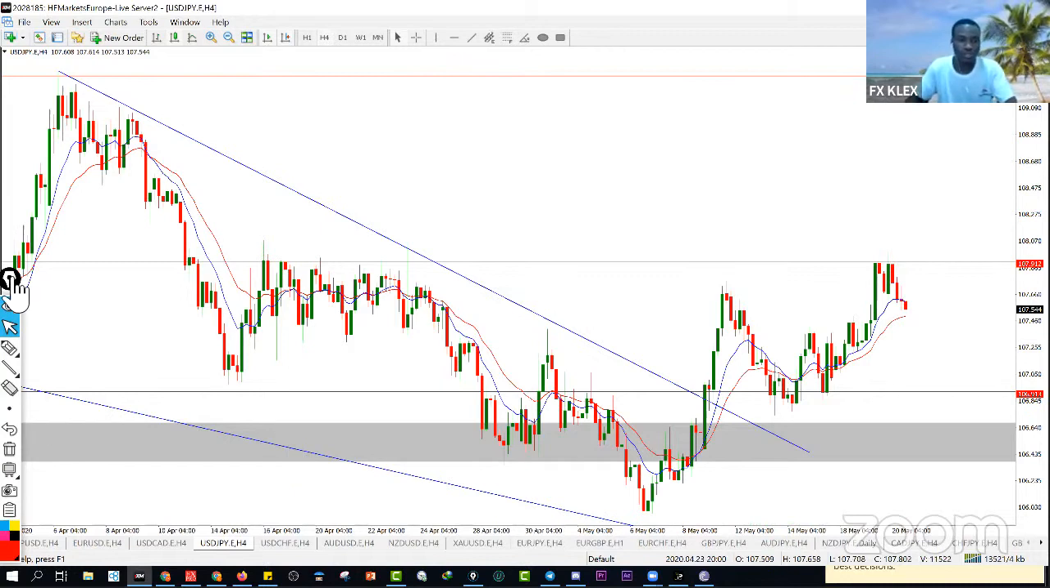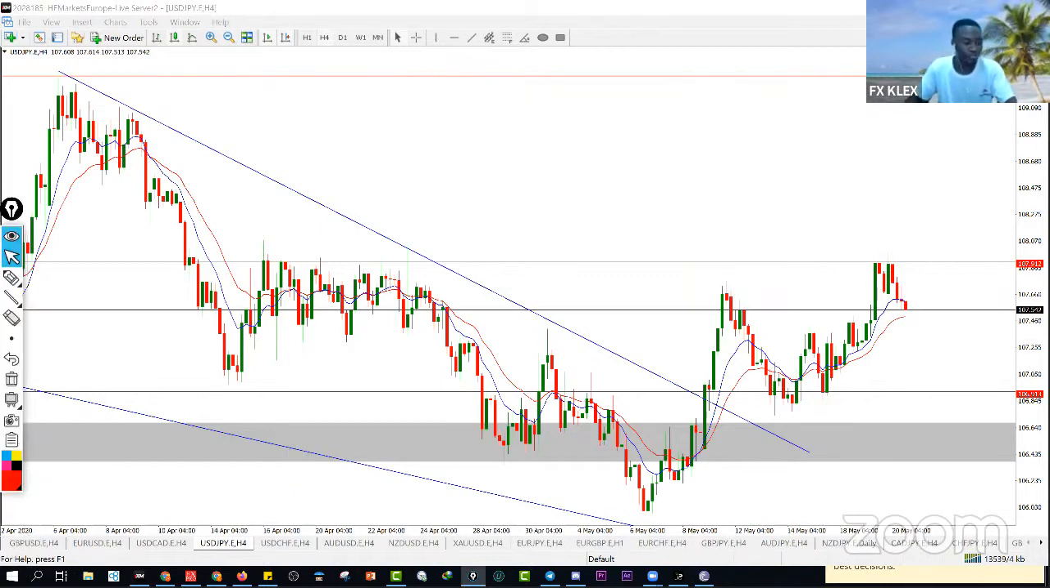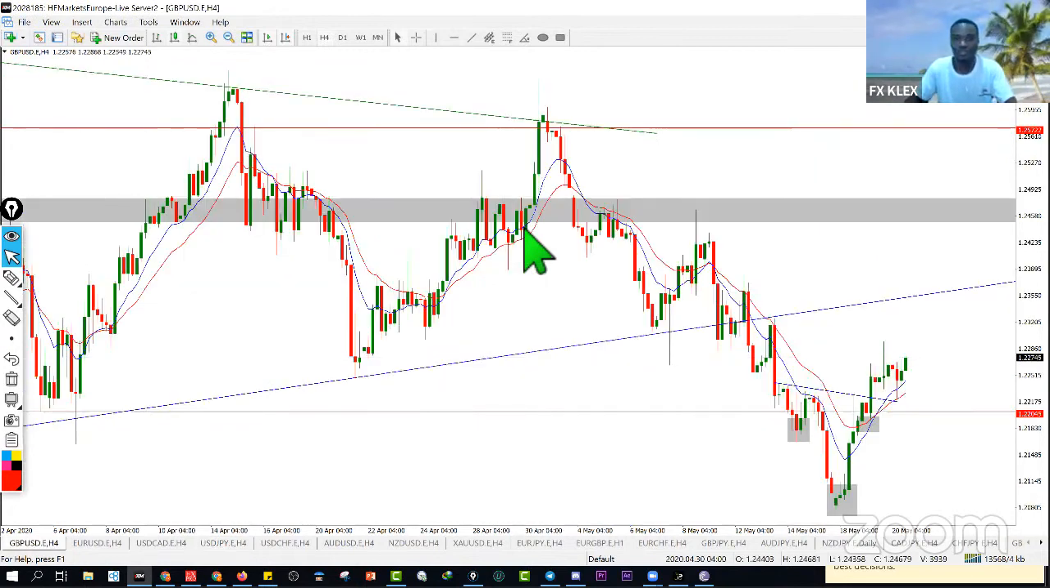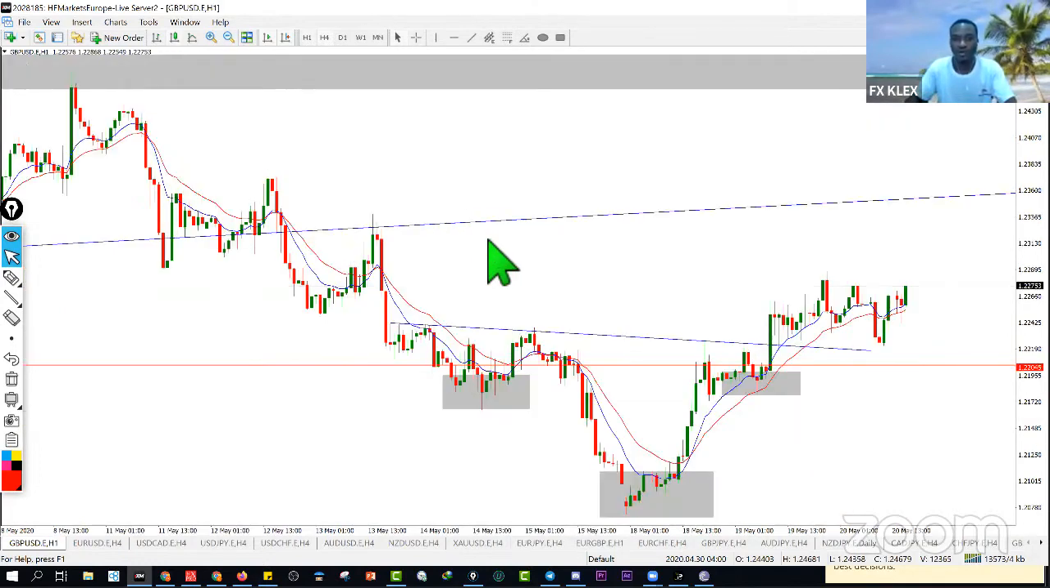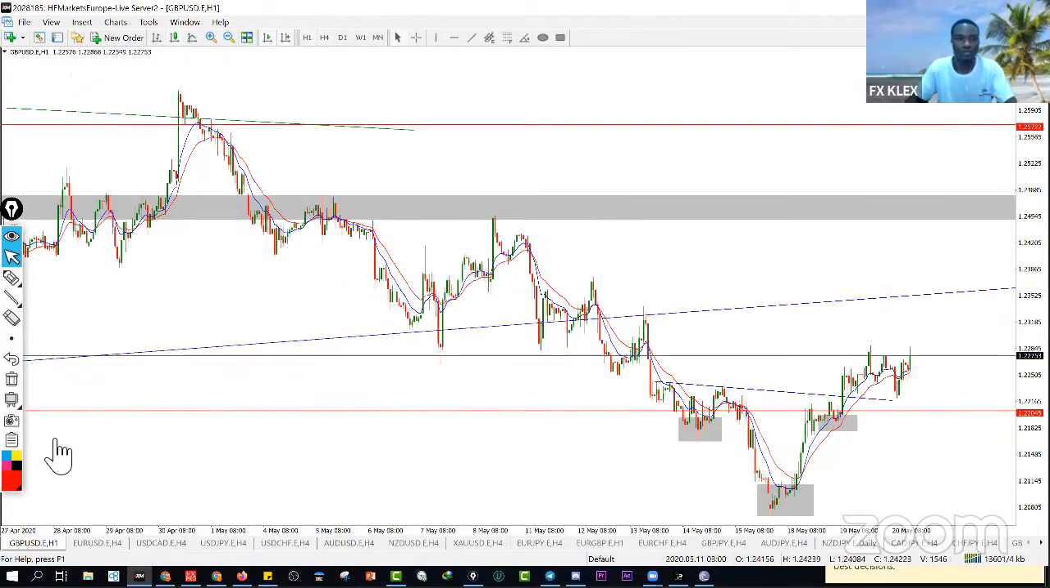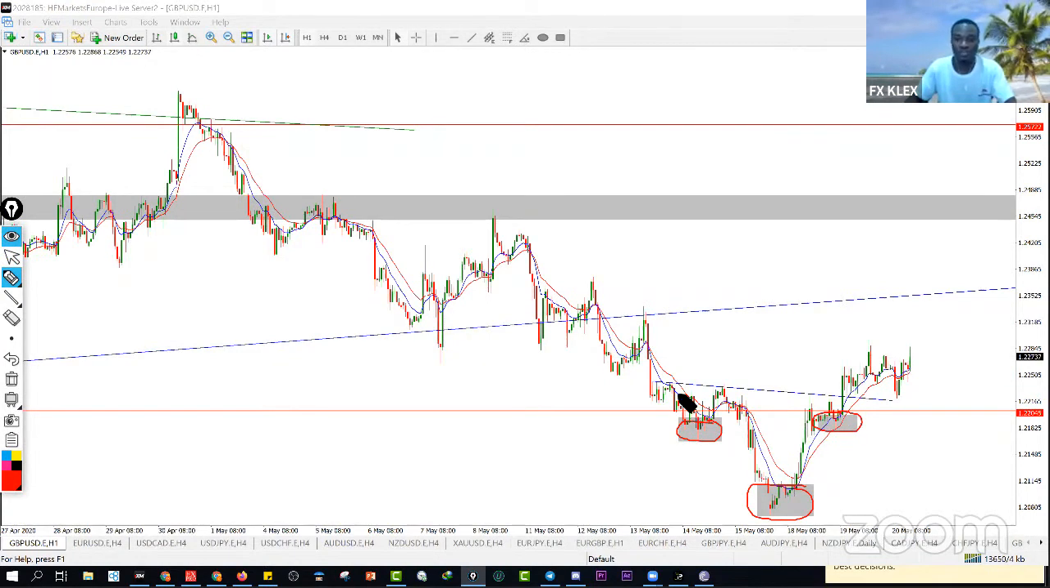So let's quickly dive in on the British pound sterling against the USD. Like I said yesterday, I can figure out an inverse head and shoulder here: a left shoulder, the head, and then the right shoulder. I said I am not interested to long this currency pair, I am not interested to buy, for the fact I have no trend line, no dynamic resistance.